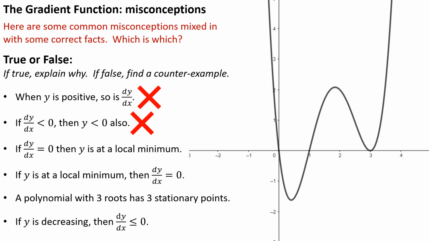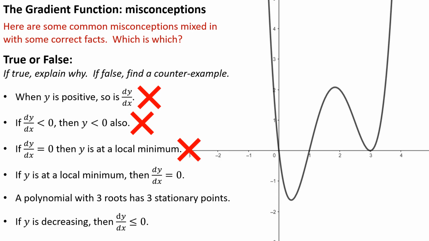The gradient for a particular value of x will be the same whether the curve has been translated up by 50 units or down by 2,000 units. It's not going to change the gradient function itself. If dy by dx is 0, then y is at a local minimum.